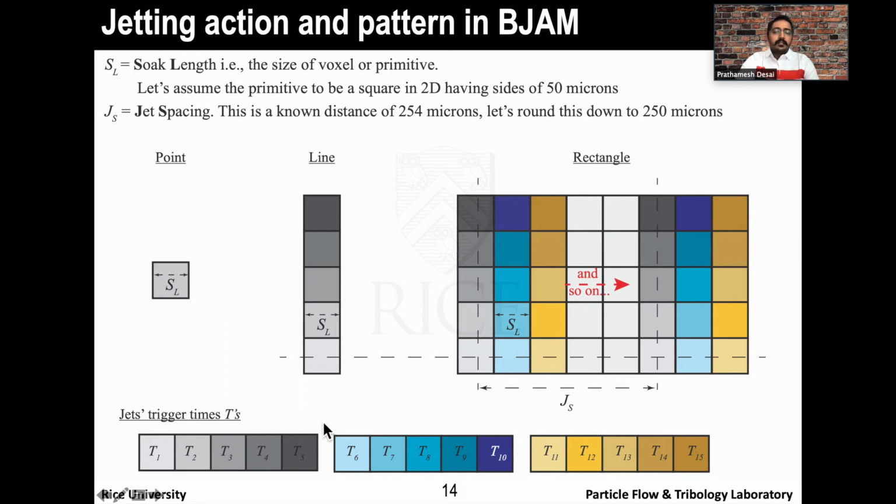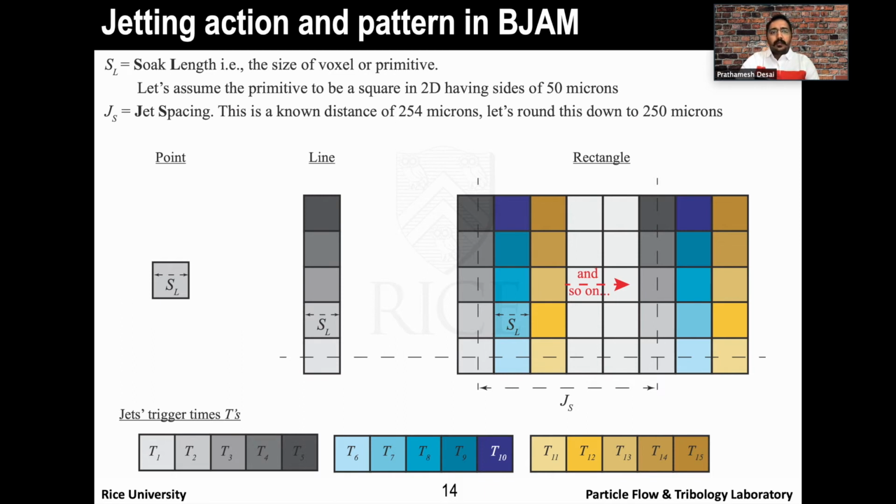The color graph corresponds to the trigger times of the jets. All the gray T1s are triggered at time T1. T6 blues are all triggered at time T6. So you can imagine this is a pretty complicated process, and while each jet is triggering binder, the spread layer is constantly getting disturbed, and it's a highly involved problem to account for in a computational fashion.